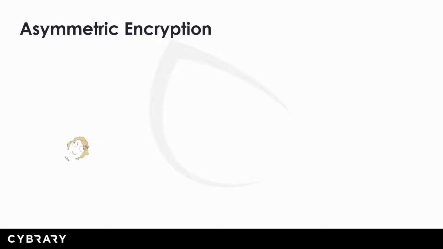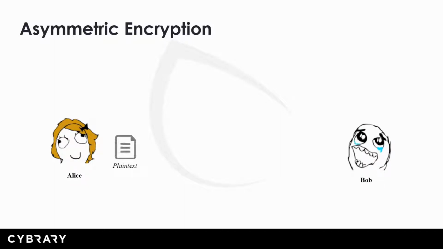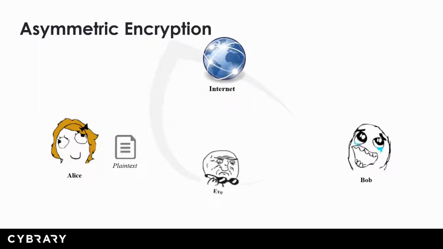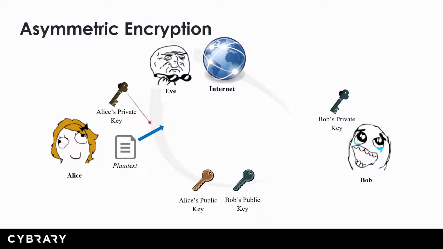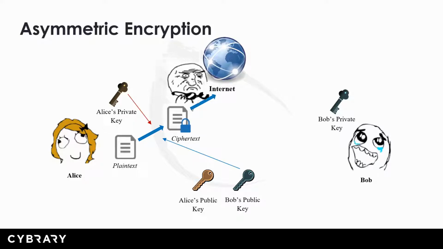So if we have Alice and we have Bob again, and Alice needs to send a sensitive document over to Bob via the internet, and we have Evil Eve wanting to eavesdrop, Alice will take her private key and Bob's public key and encrypt that document or data to create a ciphertext. Now that ciphertext is sent via the internet, and Evil Eve cannot get into that ciphertext or view it because he or she does not have Bob's private key.